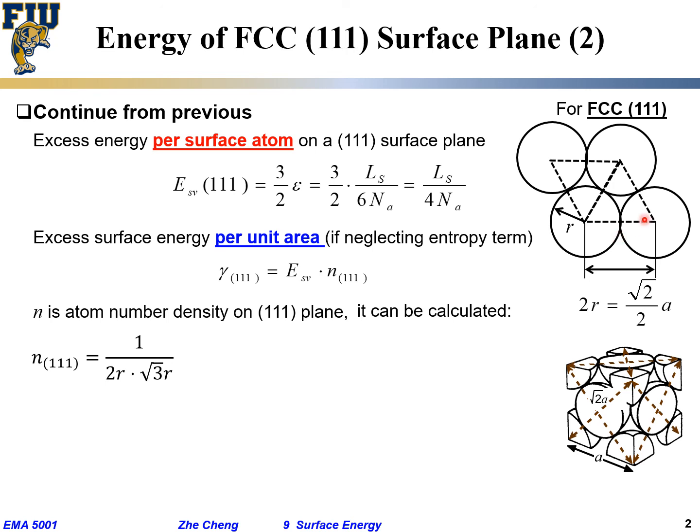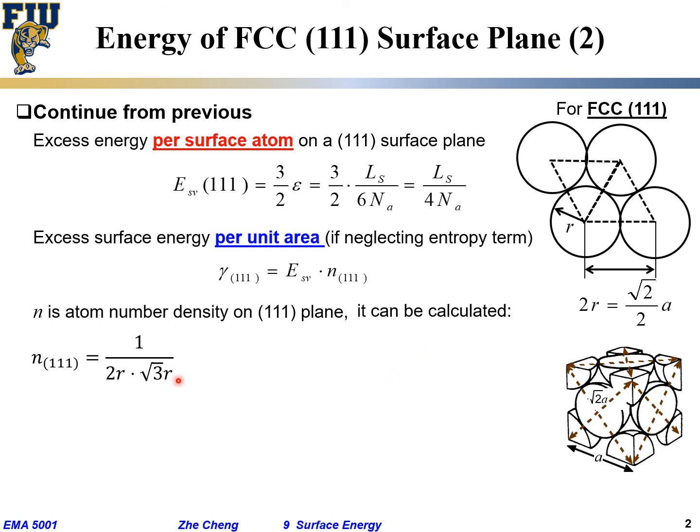What is the area of this oblique parallelogram? It will be base times height, right? What is the base? From here to here it's 2r. What's the height? From here, vertically down to here. That's 2r times sine 60 degrees, which is square root of 3 times r.